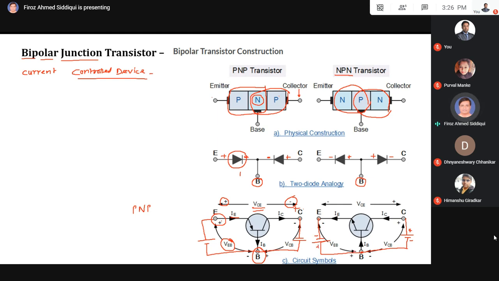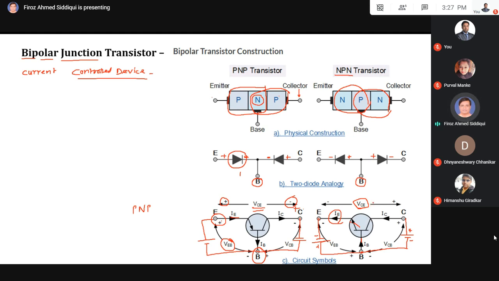So this voltage is VBE, the plus sign will be here and the negative sign will be here, because this negative terminal is connected to the negative terminal of the transistor, and current will flow like this. From here the collector current will flow, from here the base current will flow, and these two combine and flow into the emitter as IE, and the voltage across this transistor is VCE. Okay, so this is the construction, two diode analogy and the circuit symbol of the transistor.